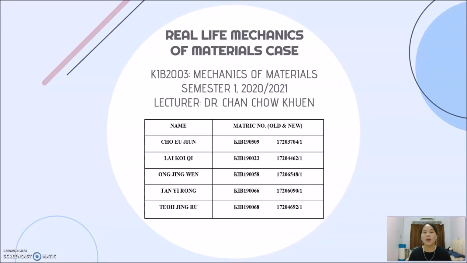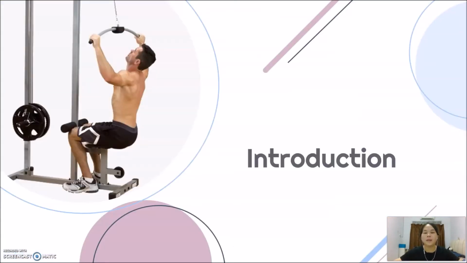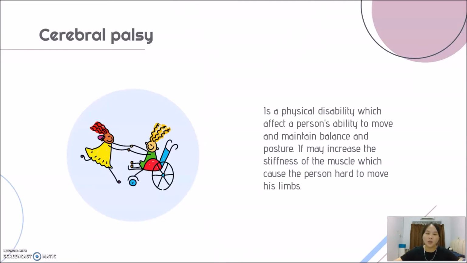KIB2003 are the members of the group which will discuss real-life mechanics of materials cases. Before we enter the introduction, I have a little sharing about a disease, cerebral palsy. It is a physical disability which affects a person's ability to move and maintain balance and posture. It may also increase the stiffness of the muscles, which makes it hard for the person to move his limbs.